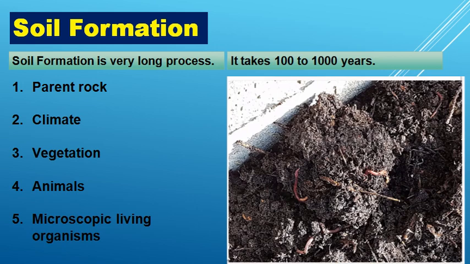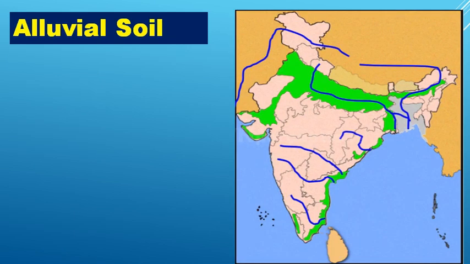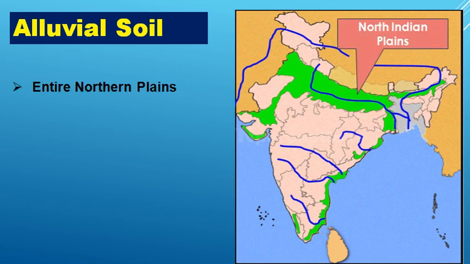Now we will study the different types of soil. The first one is the alluvial soil. Now alluvial soil is mainly formed from the depositional work of the rivers, and that is why it is also called riverine soil. Now where is it found in India? It is found in all the areas colored in green. So it is found in the entire North Indian plains, which is the fertile land of our country.